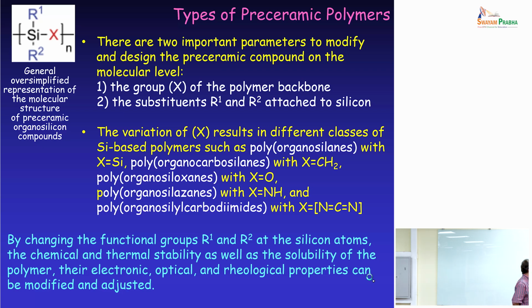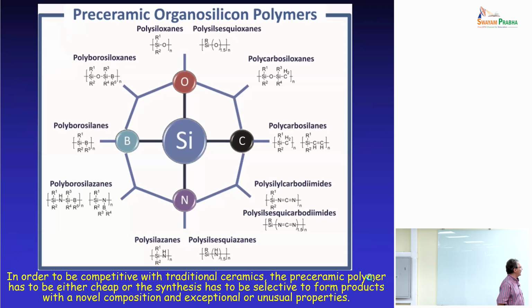And if you modify the functional groups R1 and R2, then you modify the final composition of the material, the carbon content of the final material, which affects properties such as oxidation resistance, but also functional properties such as electrical conductivity, electromagnetic wave absorption. And by modifying those two components, you can modify the chemical and thermal stability of the material, as well as the rheology. So these are the types of preceramic polymers that you can use.